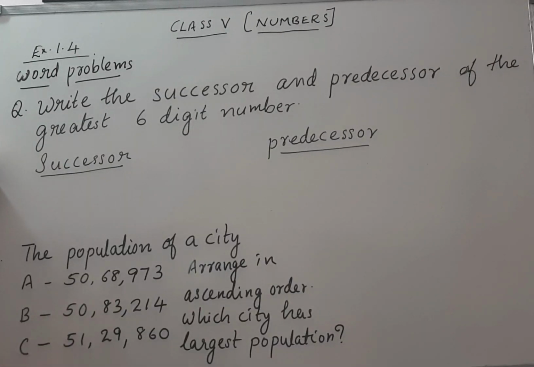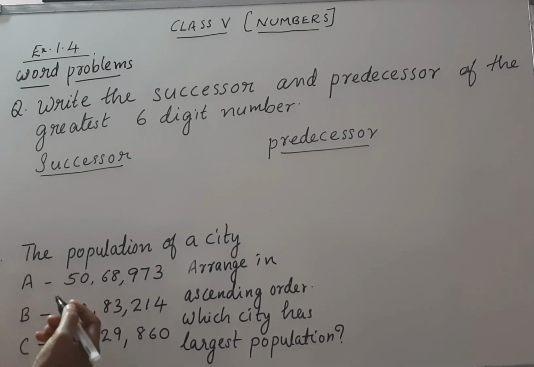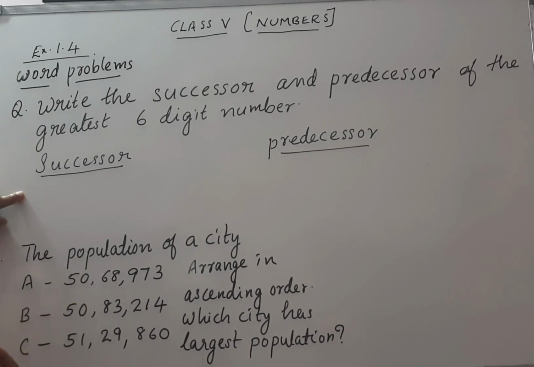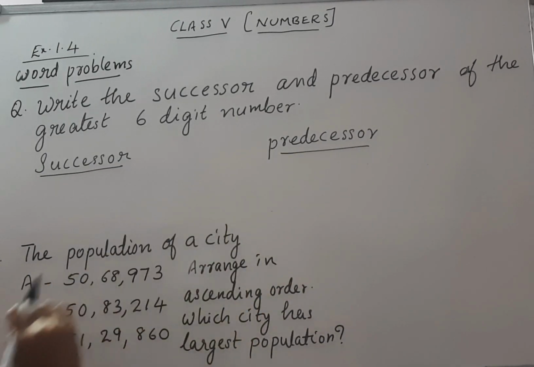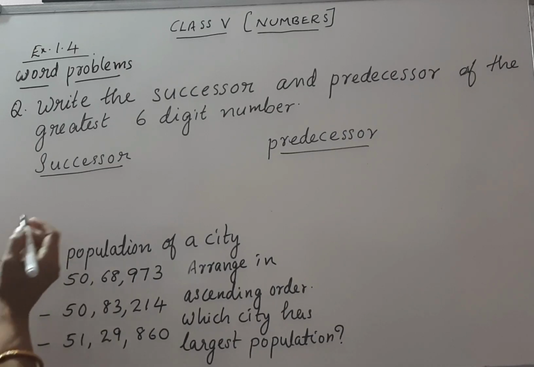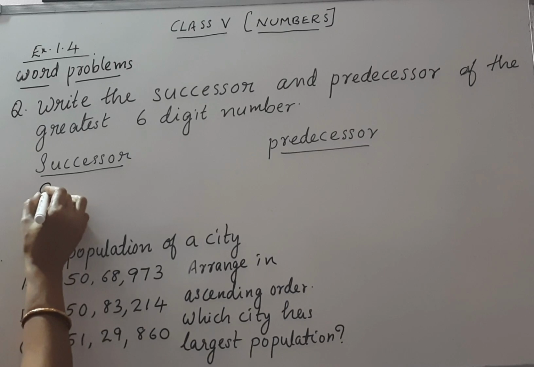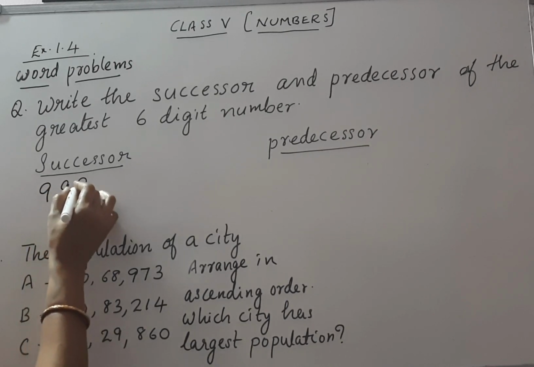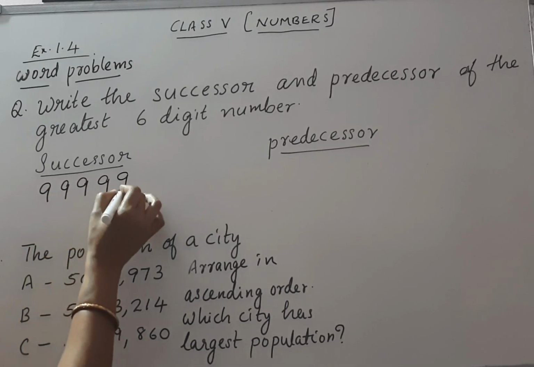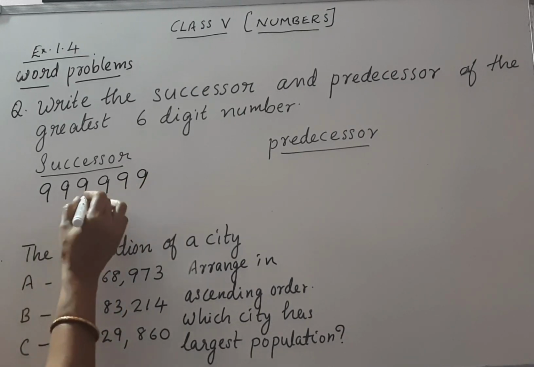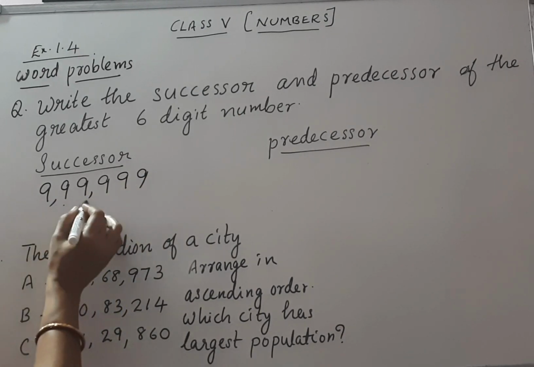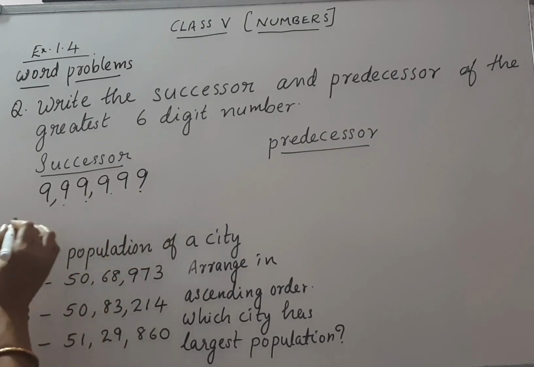Next question: write the successor and predecessor of the greatest 6-digit number. First you have to write the greatest 6-digit number. Successor, which you already studied, is got by adding 1 to the given number. Predecessor is got by subtracting 1 from the given number. The greatest 6-digit number: how many 9s will come, you know? Total 6 9s will come. So 9,99,999 is the greatest 6-digit number.